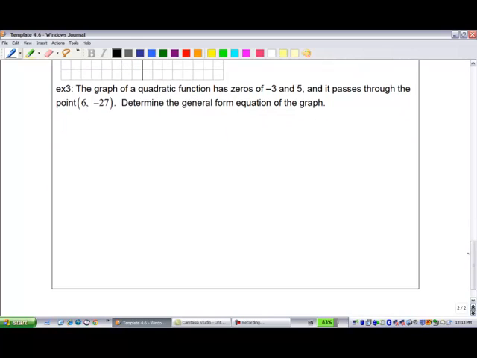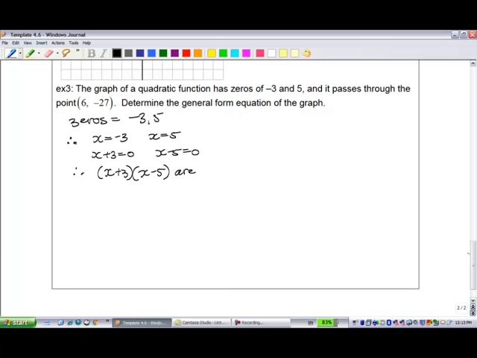So finally, the graph of a quadratic function has zeros -3 and 5, and it passes through the point 6, -27. Determine the general form of the equation. This is basically just the reverse process. We have that the zeros of the function are -3 and 5. So what that means is that x equals -3, x equals 5. Trying to solve it for 0, adding 3 to both sides, we get x plus 3 equals 0, x minus 5 equals 0. And therefore, x plus 3 and x minus 5 are factors.